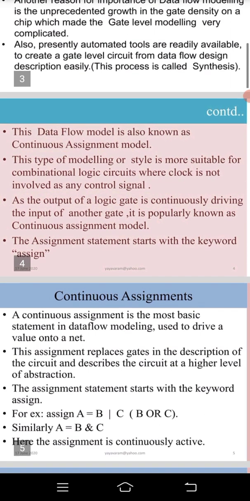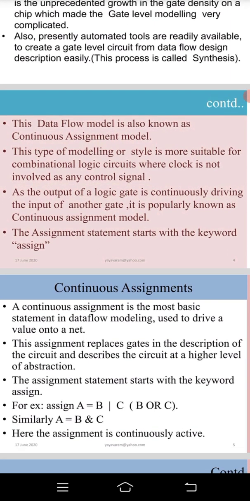A continuous assignment is the most basic statement in data flow modeling, used to drive a value onto a net. This assignment replaces gates in the description of the circuit and describes the circuit at a higher level of abstraction. The assignment statement starts with the keyword assign. For example, assign A is equal to B or C. Similarly, A is equal to B and C.